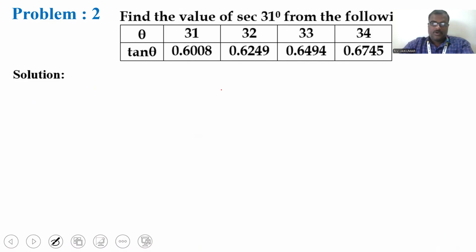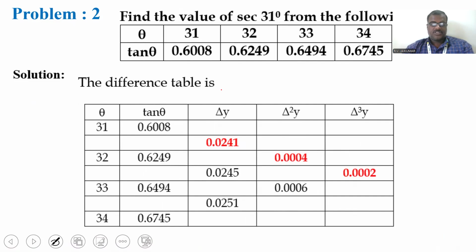Will you use forward or backward? Which one do we have to choose for this problem? So 31 is the beginning of the table value. So we should always use forward difference when x is the first value of x, or the beginning of the table value.